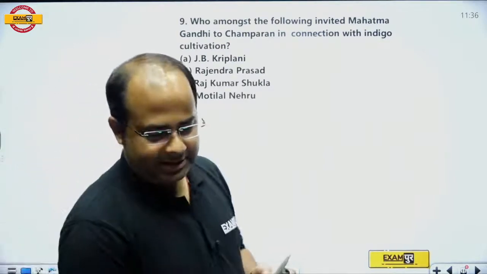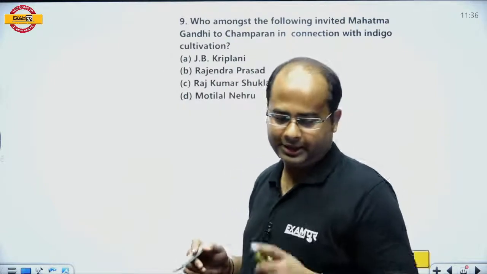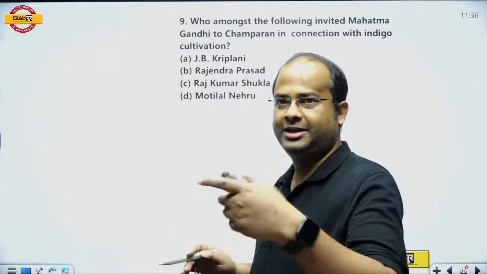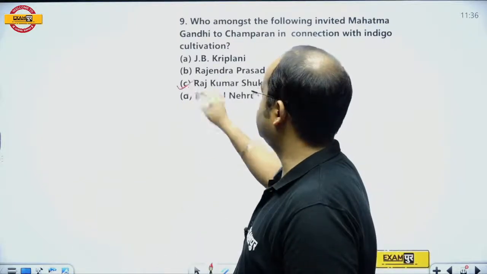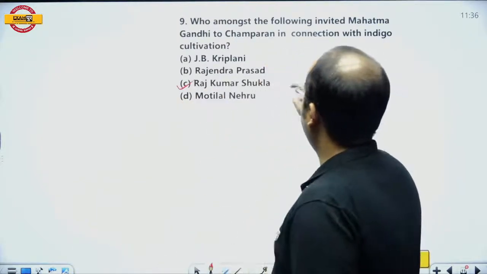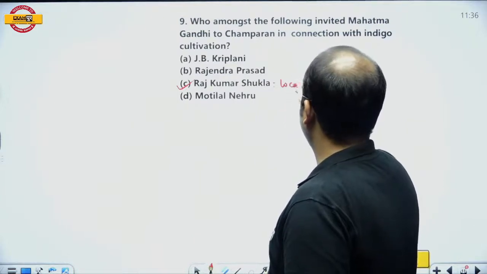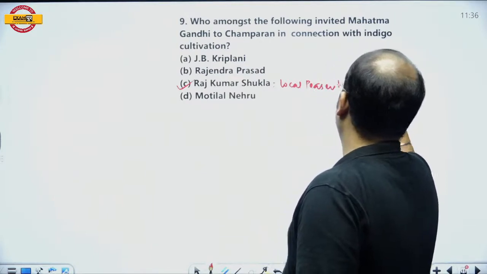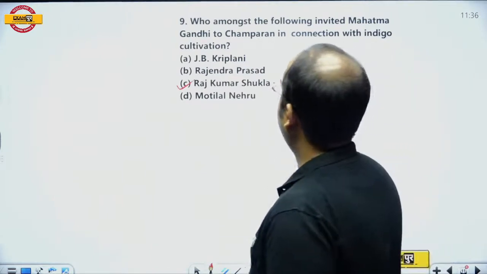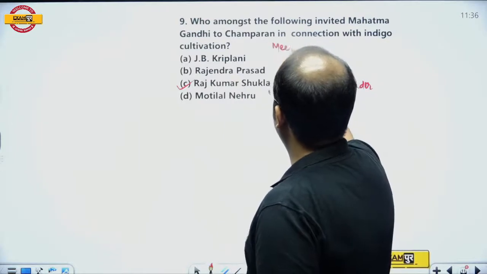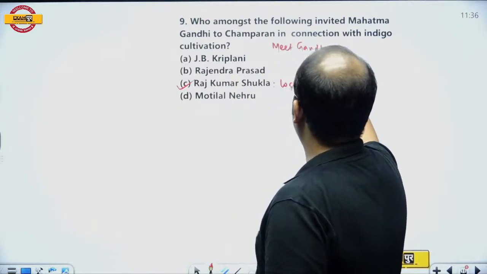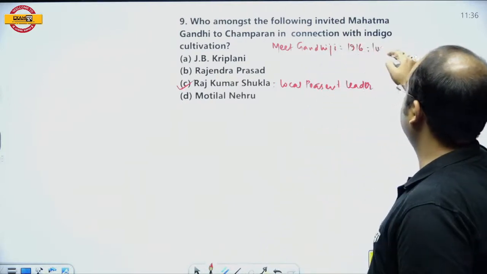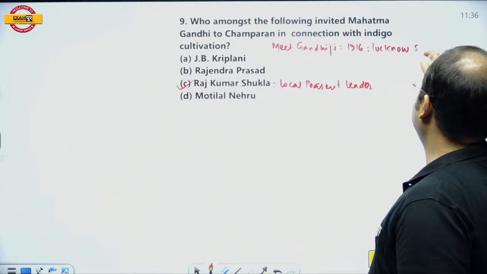Okay, now guys, let's see the correct answer. Although Rajendra Prasad was his associate during the Champaran movement, Gandhiji was invited by Rajkumar Shukla. Rajkumar Shukla was a local peasant leader, and he met Gandhiji at the 1916 Lucknow session of INC.